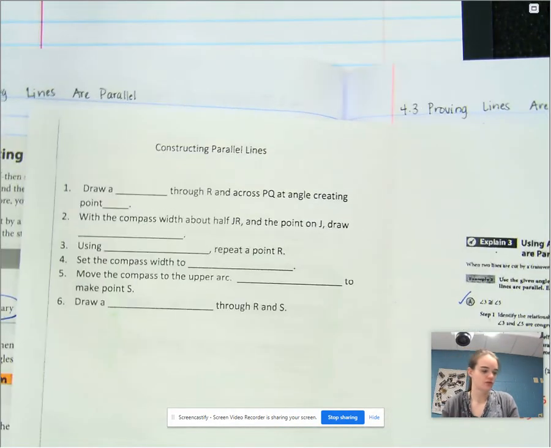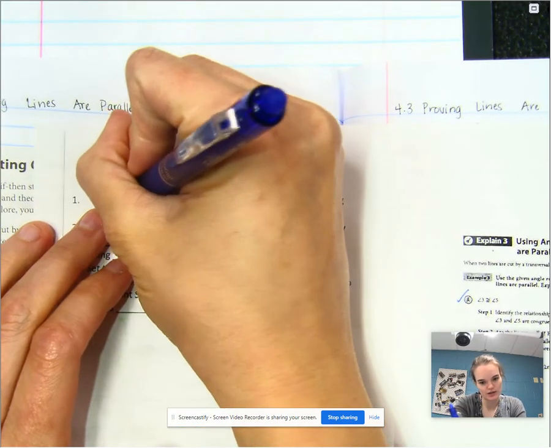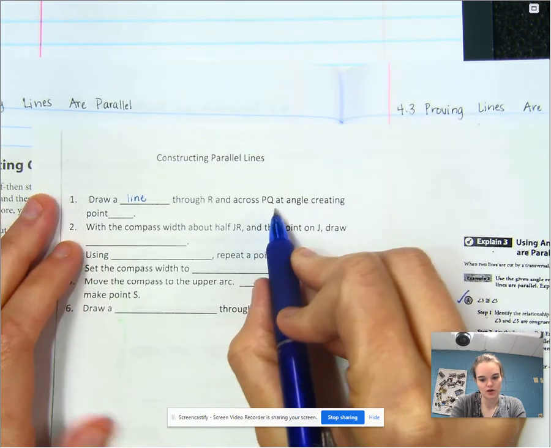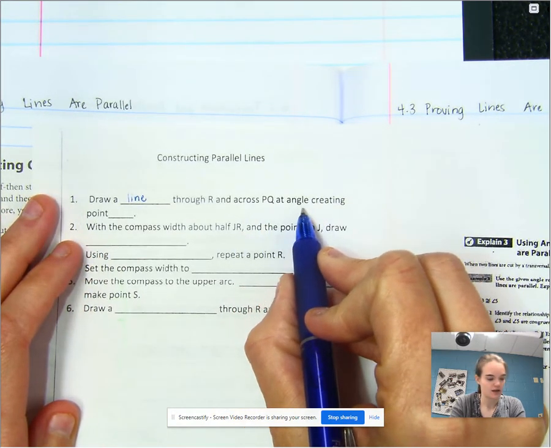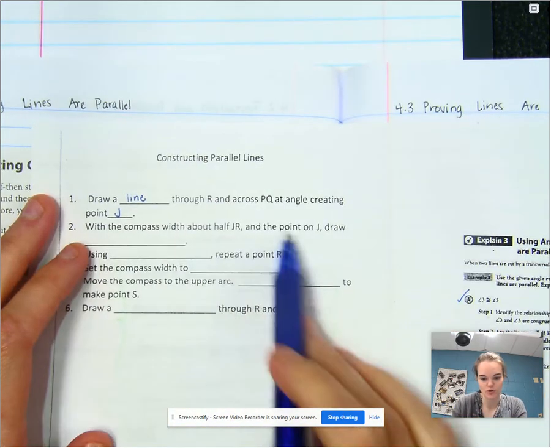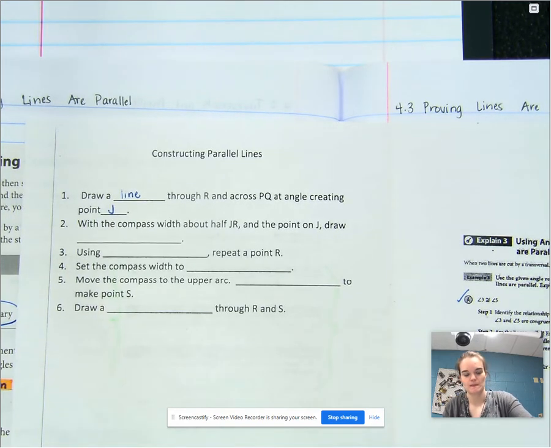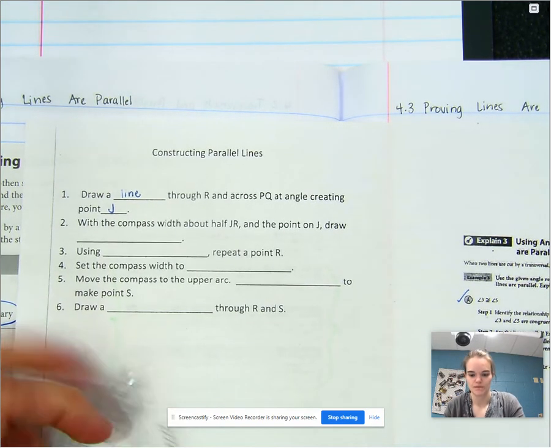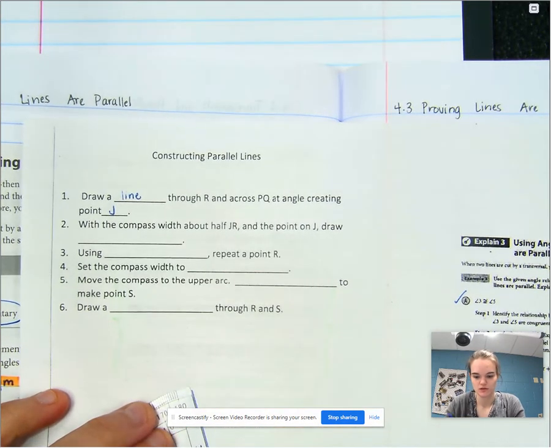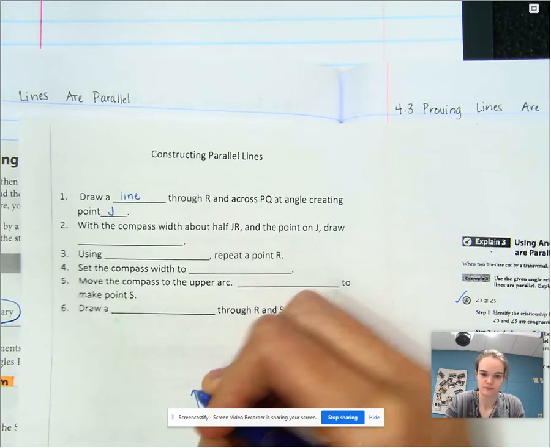So here's what we're going to do. First of all, let's talk about the instructions, and then you're going to try it on your own and work through it. You need a compass today and a straight edge. First of all, we're going to draw a line through R and across PQ at an angle, creating point J. We're going to go ahead and do that. R to PQ, J. That's the first step.